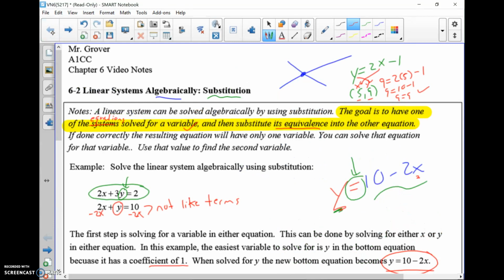All right, that is 6-2 linear systems algebraically with the substitution method. In the next video, we're going to learn a different method to solve the same type of thing where we actually add the equations together and eliminate things. That's called the elimination method.